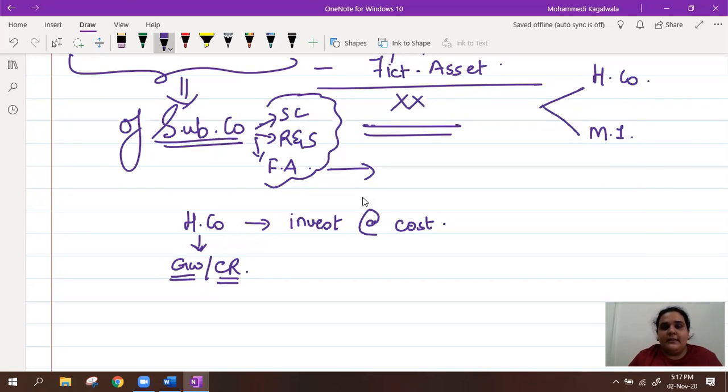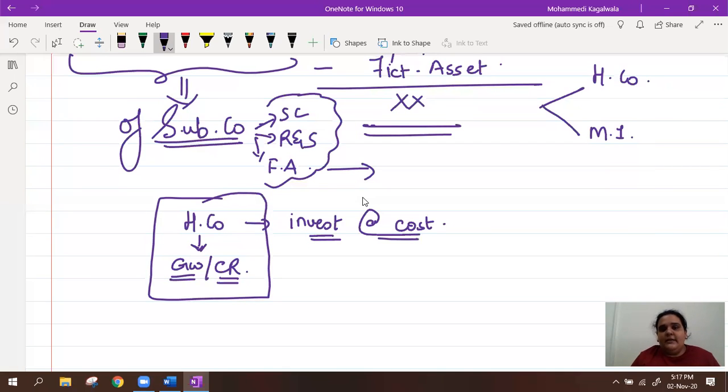शेयर होल्डर्स आइटम्स का मतलब क्या होता है, वो शेयर होल्डर को बिलोंग करते हैं। तो शेयर होल्डर यहाँ पे दो ही है, एक होल्डिंग कंपनी अपना शेयर होल्डर है, एक माइनॉरिटी इंटरेस्ट अपना शेयर होल्डर है, तो दोनों में डिवाइड करेंगे। इन्वेस्टमेंट देखेंगे कि कितने कॉस्ट में होल्डिंग कंपनी ने लिया है और उसको उसके बदले में क्या मिल रहा है। Depending on that, we will see whether goodwill is generated or whether capital reserve is generated.